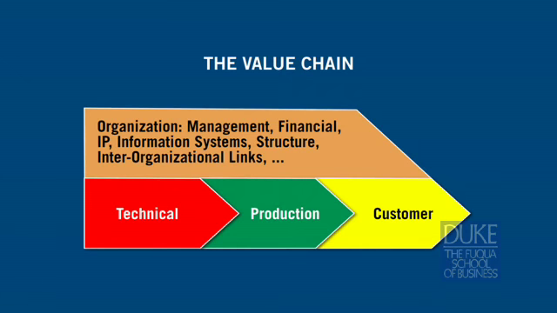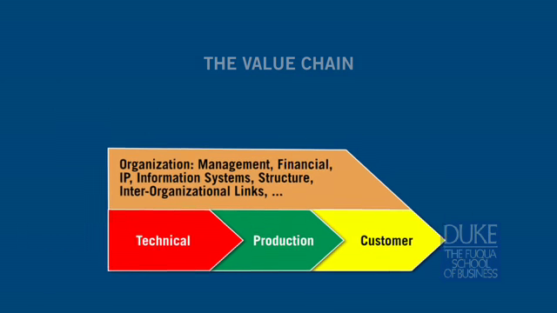And then on top, spanning the functional skills, are the organizational skills. And here I've listed management, I've listed financial, I've listed IP, which stands for intellectual property. I've listed information systems, the organizational structure, and the interorganizational links. And there's a whole range of organizational capabilities that you can use to span and organize your functional capabilities. And again, this is a basic model to get you started. You'll need to look at your own business and decide what are the key organizational skills that make sense in your context.